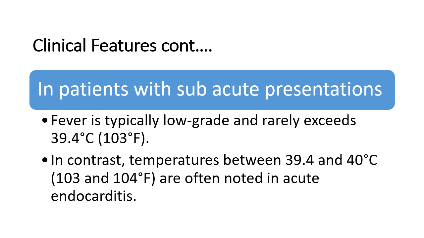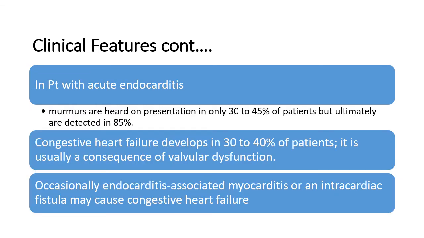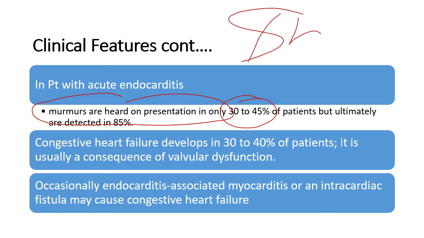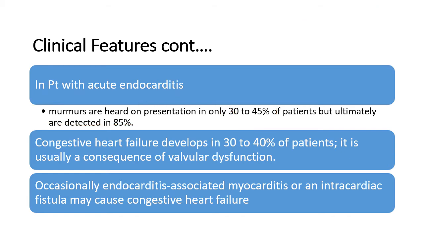As we saw, patients with acute endocarditis do present with fever, but in subacute infective endocarditis, the fever is relatively low grade, while in acute endocarditis they have high grade fever. So remember, low grade fever is seen in subacute, while high grade fever is seen in acute infective endocarditis. In patients with acute endocarditis, murmurs are heard on presentation in about 30 to 45% of patients, but ultimately can be detected in 85% of patients as the valves progressively become damaged.